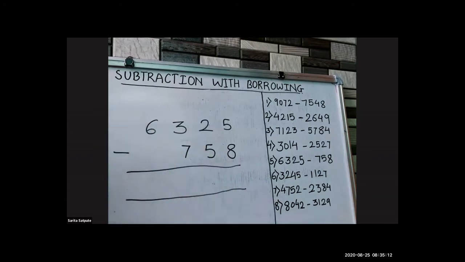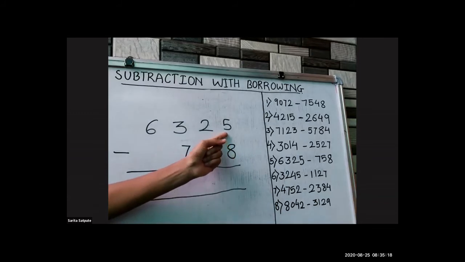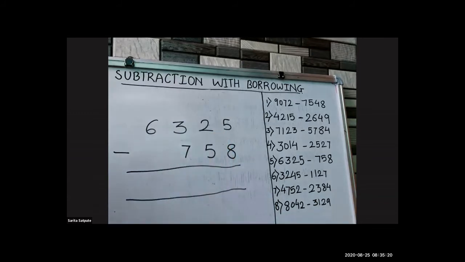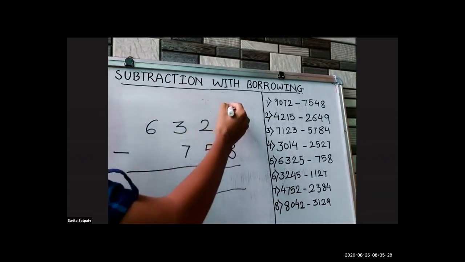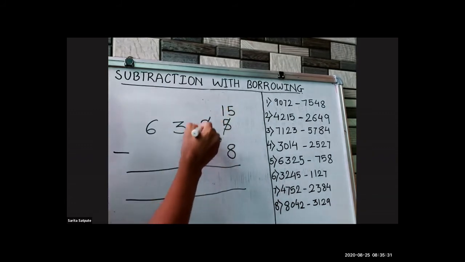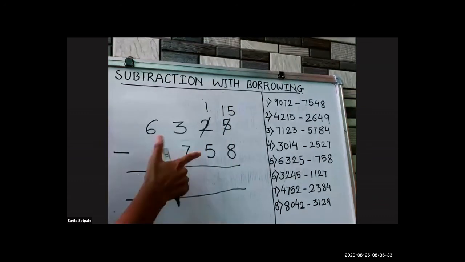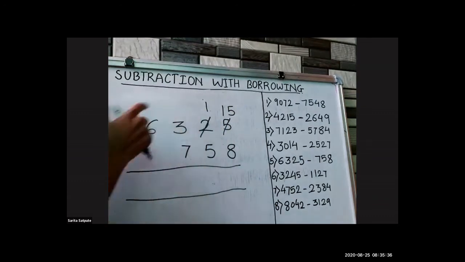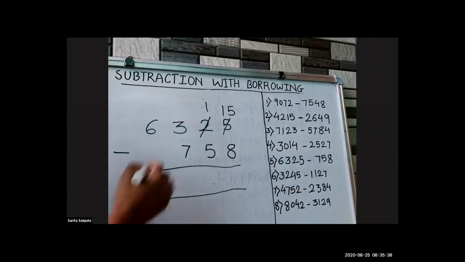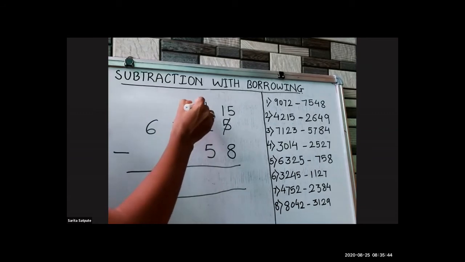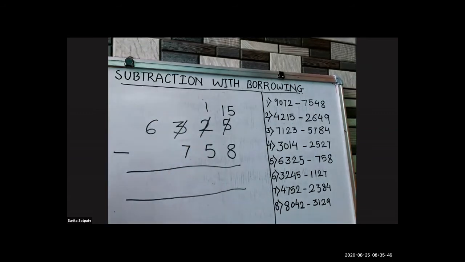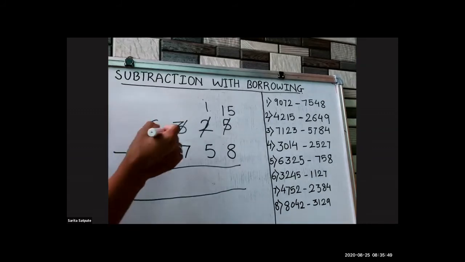Now you can subtract. Now tell me, what will 5 do? Cut 5 and borrow from 2. Yes, so 5 will become 15. And what will 2 become? 1. So again, you cannot subtract 5 from 1. So what will 1 do? You have to borrow from 3. We will take 13. Cut 3, and what will you do?